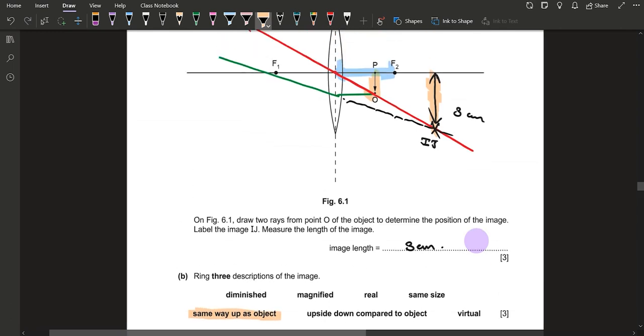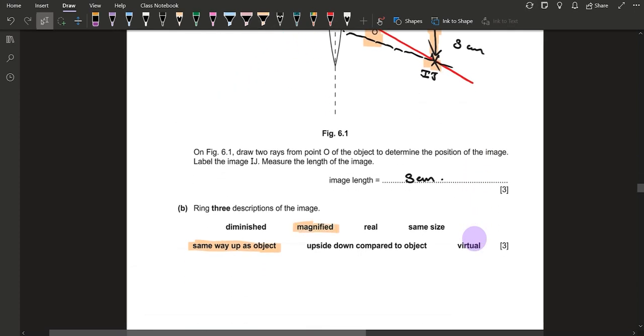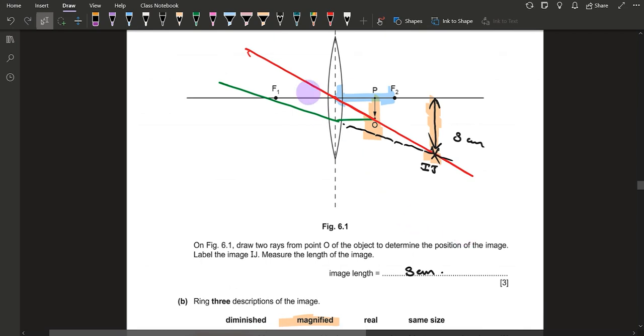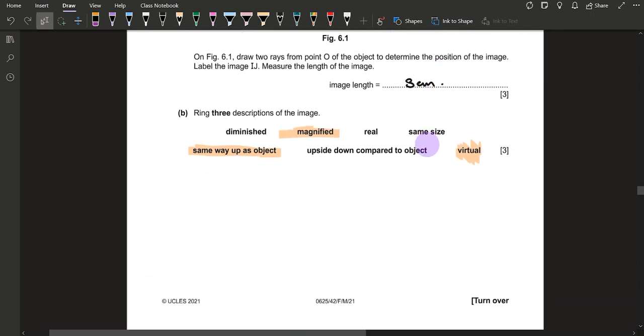And as this is magnified, you can see here the object is way smaller than the image, so it is magnified. And we can project this on a screen because it's same way and magnified. We can just project this on a screen. So this is a virtual image.